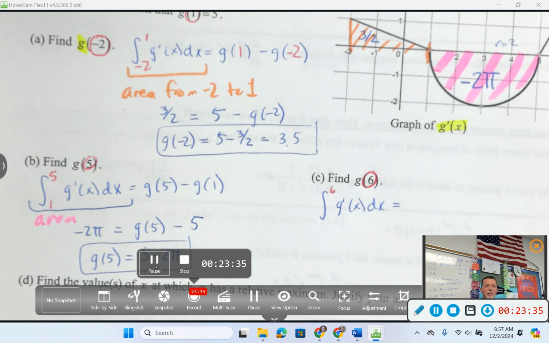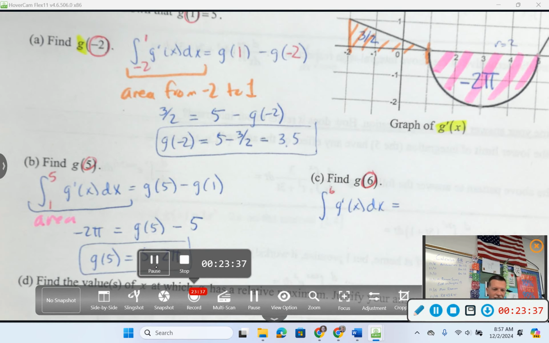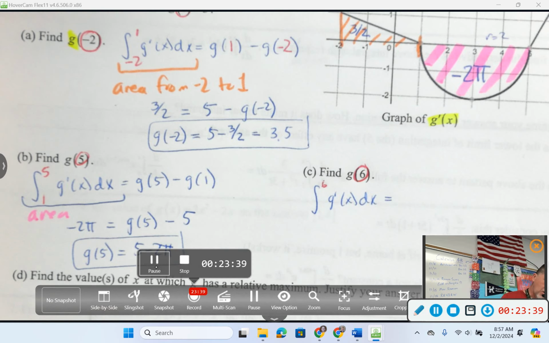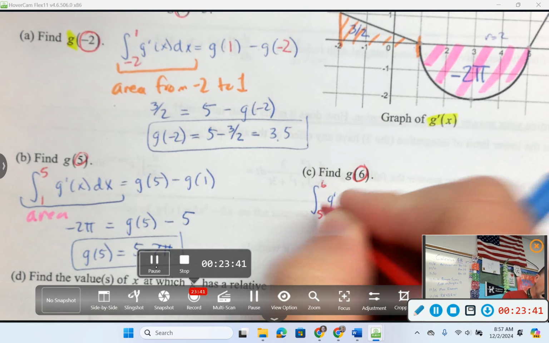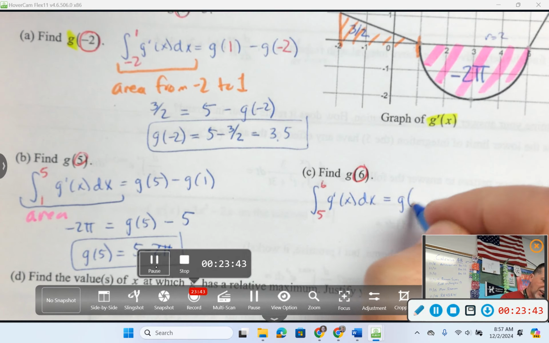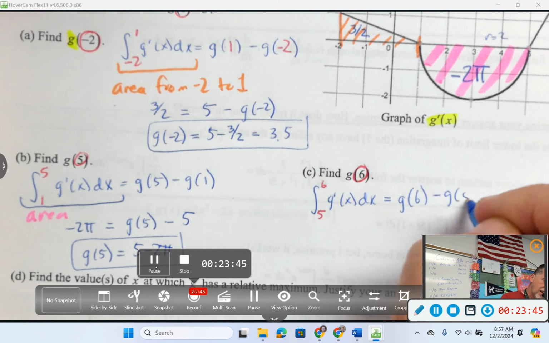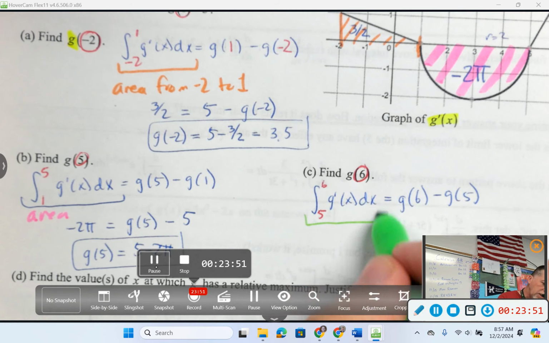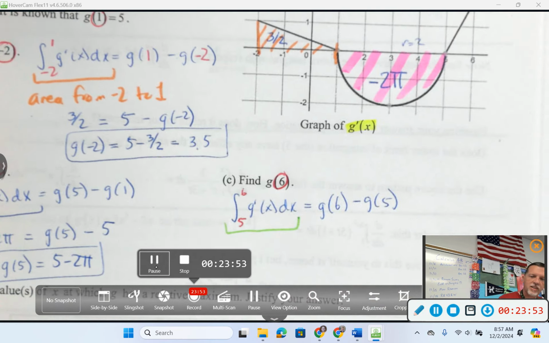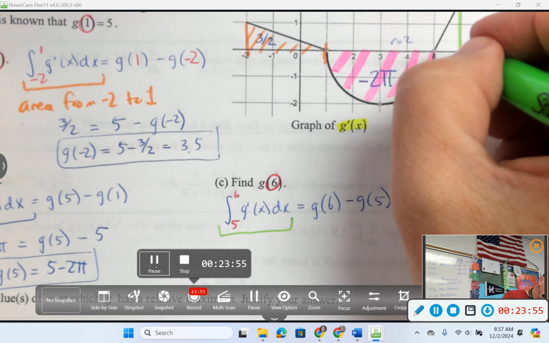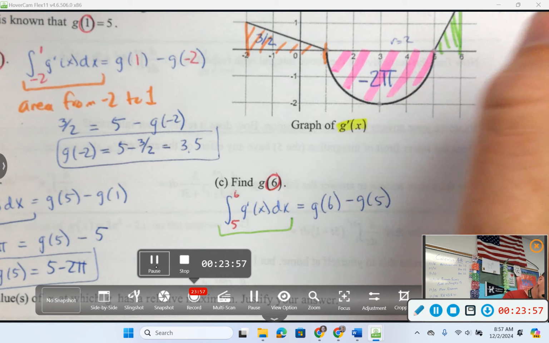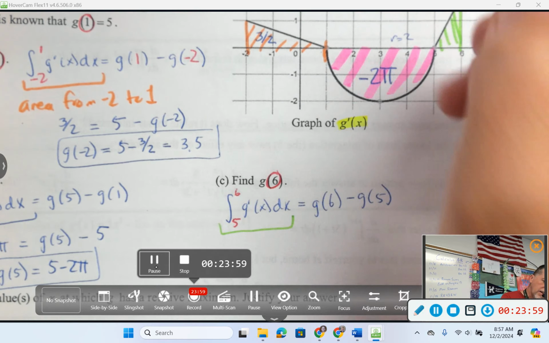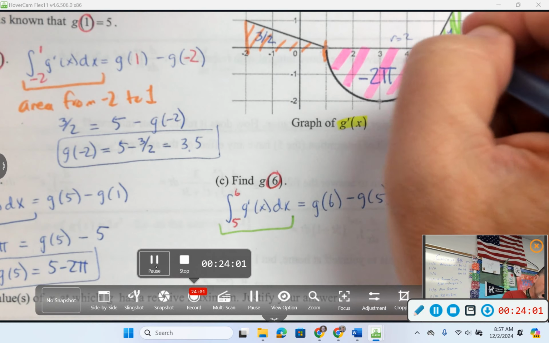So I think I would go with 5 because I know G of 5 now. So it's going to make my life a little easier if I go 5 to 6, because then my area is easier to work with. I just want the area from 5 to 6. So that area, that's just 1.